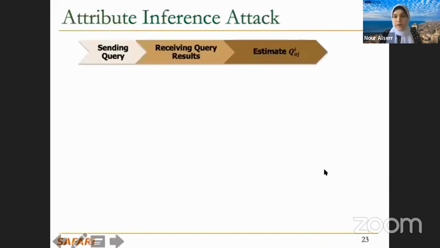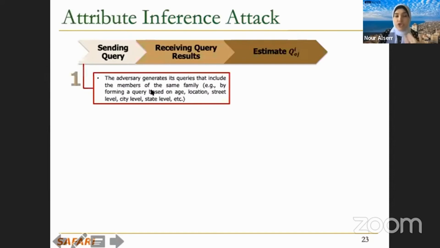How could he infer? Let's go through the algorithm. Again, the adversary generates a query that includes the members of the same family. Let's say he asks for the sum value of SNP A for the people who live in Zürich. Then he knows that the family members are in Zürich. Because he formed the query based on location, or sometimes he adds the age, he will be sure that all the members will be included in the query result, right?